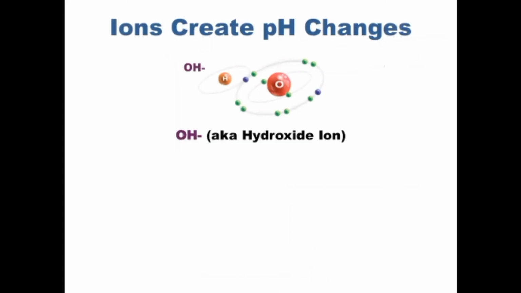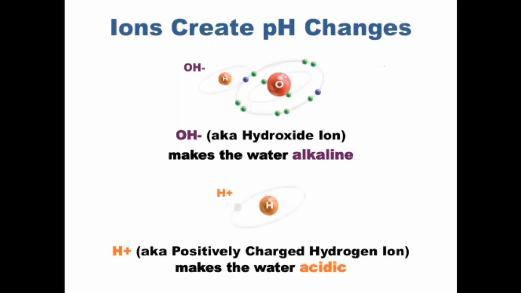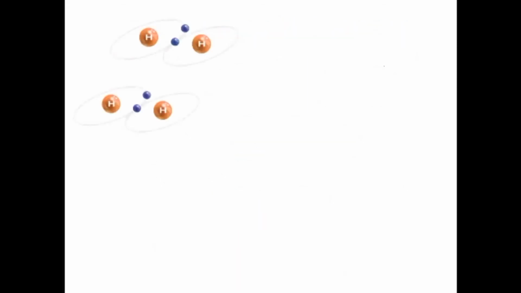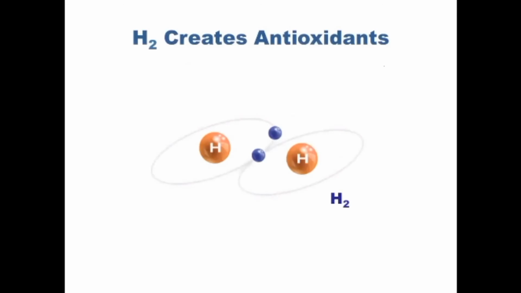This hydroxide ion is responsible for the level of the alkaline pH in your water, while the H positive, or positively charged hydrogen ion, makes the water acidic. H2 creates antioxidants. Remember that H2O2, if you added H2 to it, it would go back to being something entirely different and stable.